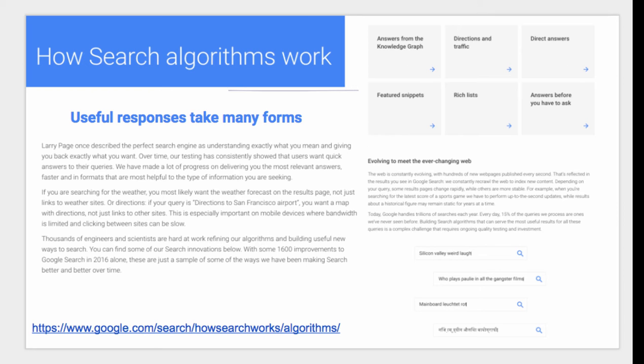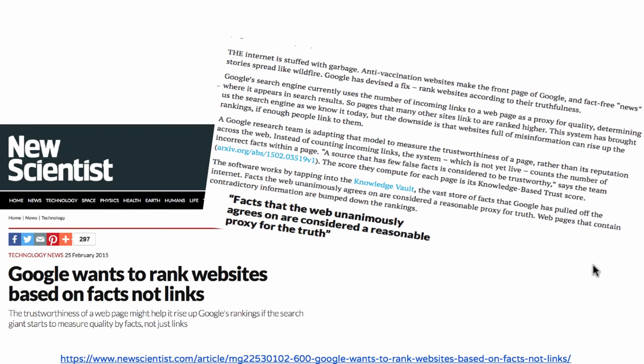And so I'd like you to click on these boxes which talk about the forms of the web pages that are returned on the search engine results page, and take a look at how it decides whether to access the knowledge graph, which we'll talk about a little bit more, directions and traffic, direct answers rather than research type things.